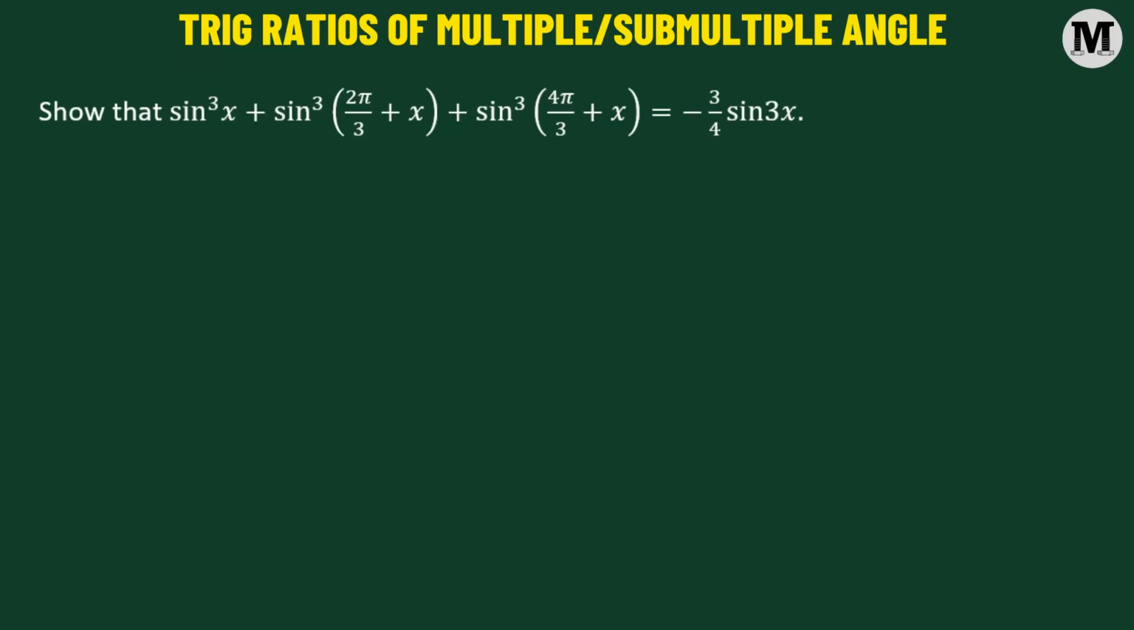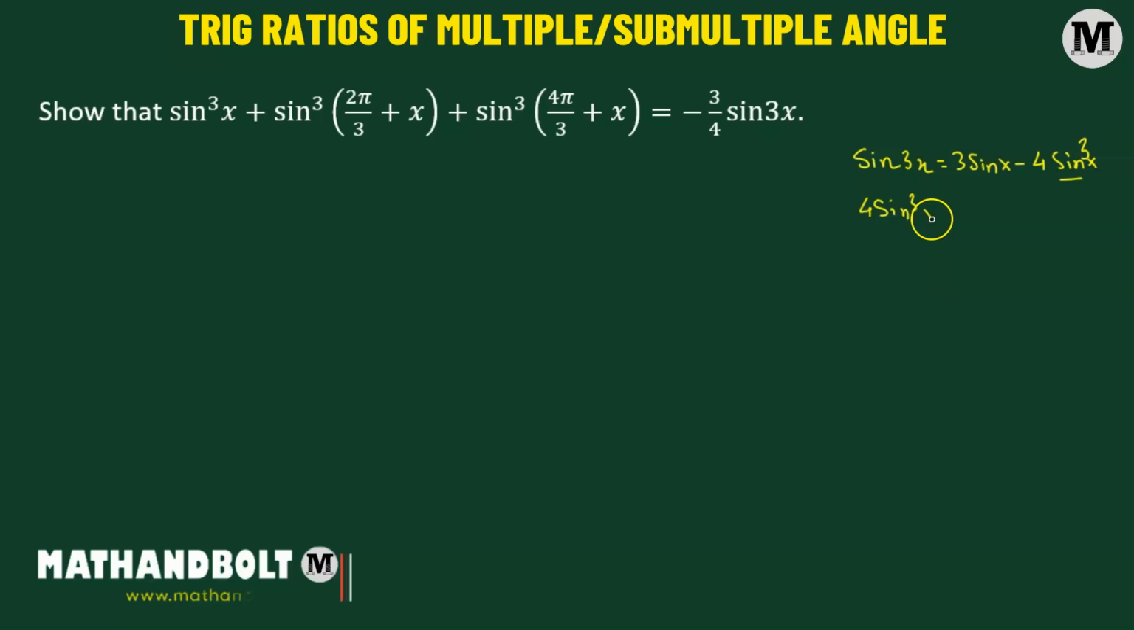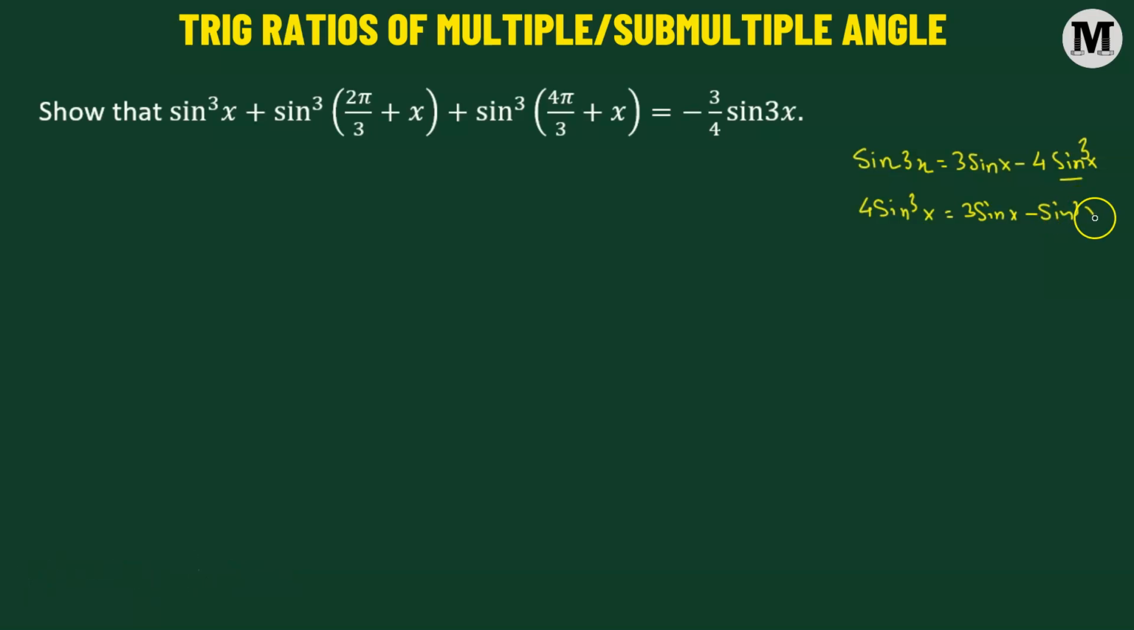So we need to prove the following. Let us begin. In order to prove this particular problem, we are going to take the help of a trig identity, sine of 3x, which is given by 3 times sine of angle x minus 4 times sine of x cubed. Now, we will isolate sine cubed x, so we get 4 times sine cubed x equals 3 times sine of angle x minus sine of 3x.